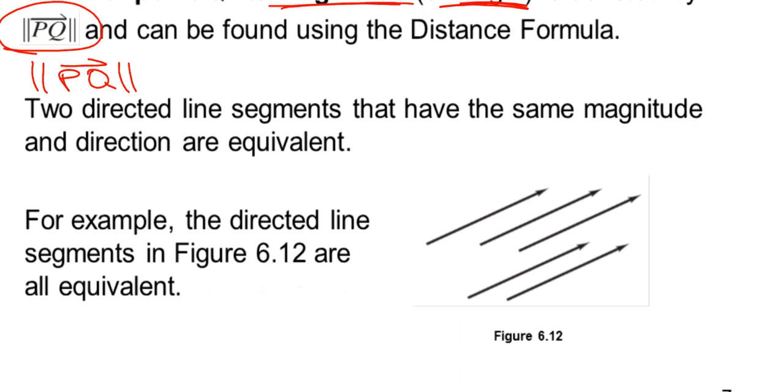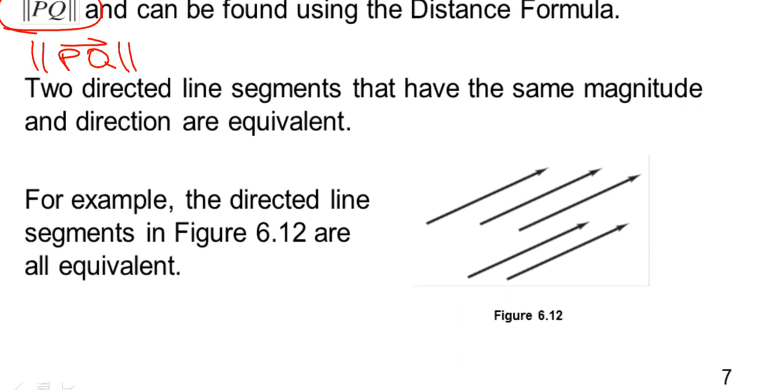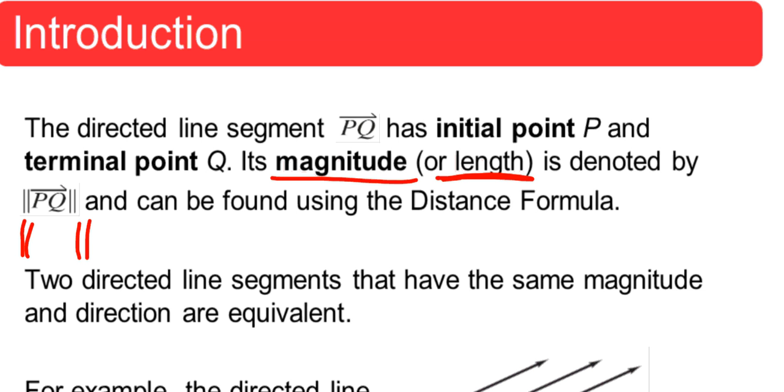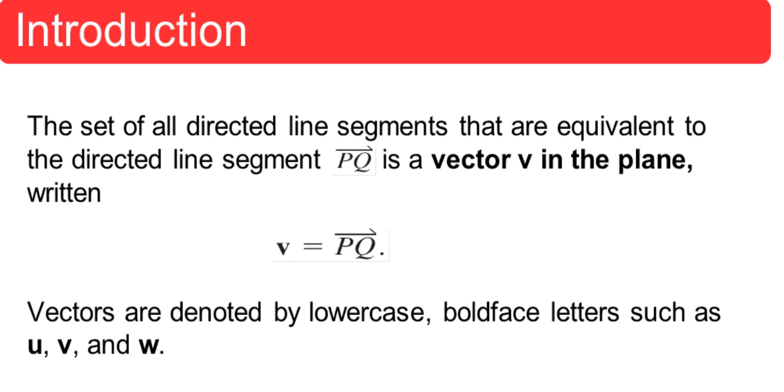And if these directed line segments have the same magnitude and direction, they're equivalent, even if one is over there and one is over here. So they are still considered all equivalent as we look at that. So just some kind of background as we go through this.